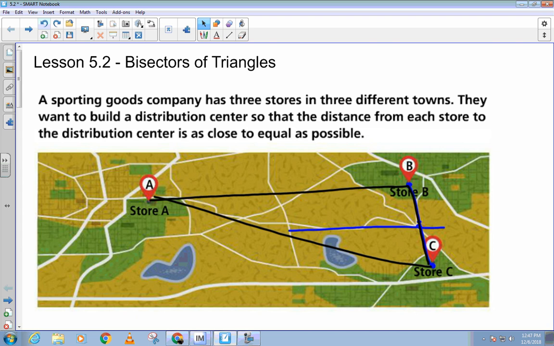and if we draw a line that's the perpendicular bisector, okay, then any point along this line is equidistant to the 2 endpoints, right? Like we talked about yesterday.